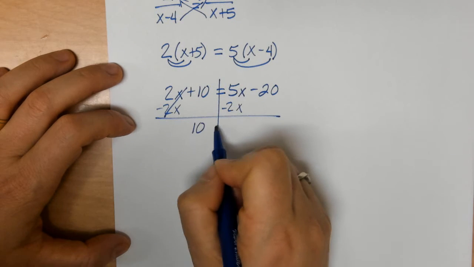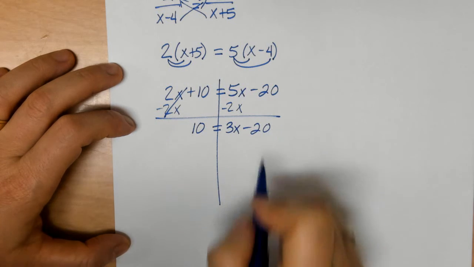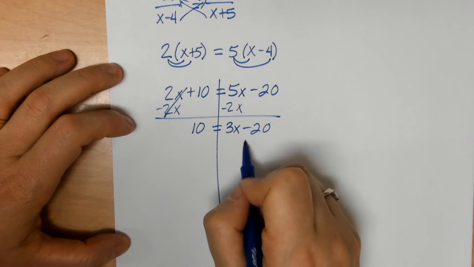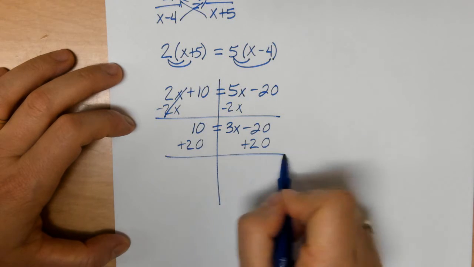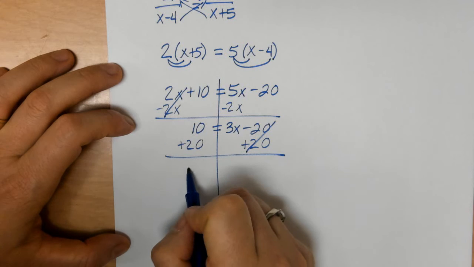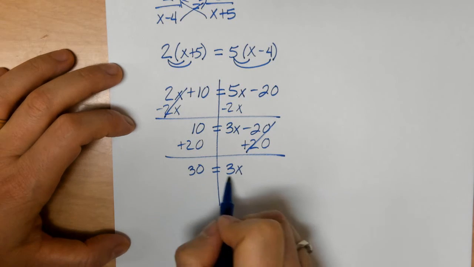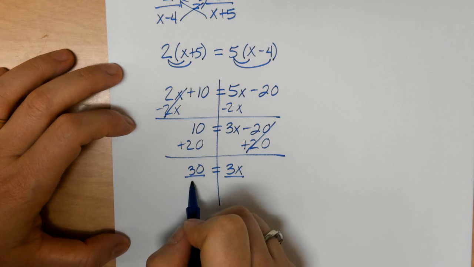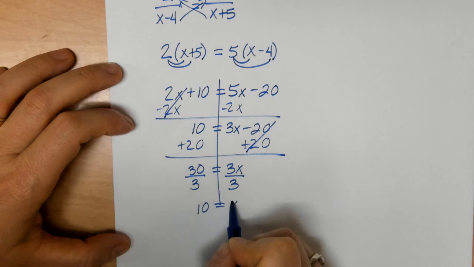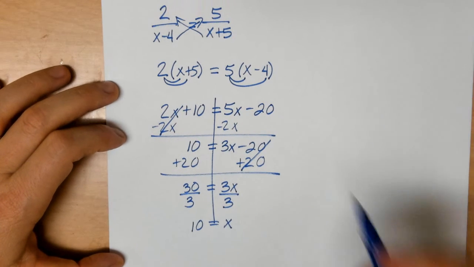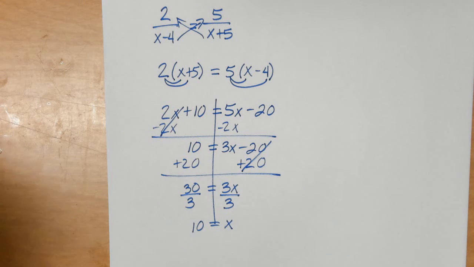So I have 10 is equal to 3x minus 20. Now I'm going to move my constant over to the other side. So I'm going to add 20, because right now it subtracts. Those cancel out now. So I have 30 is equal to 3x. And from here, I see that I can divide both sides by 3 and get 10 is equal to x. So you can see there are a lot of steps, but if you take it one step at a time, it's not so terrible.